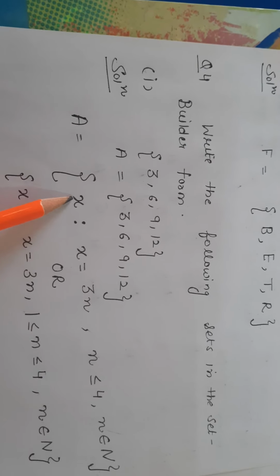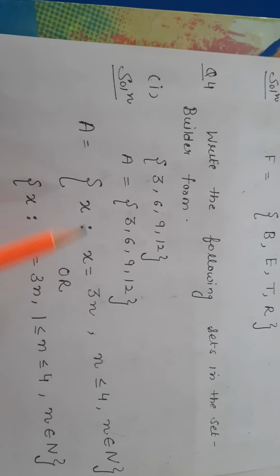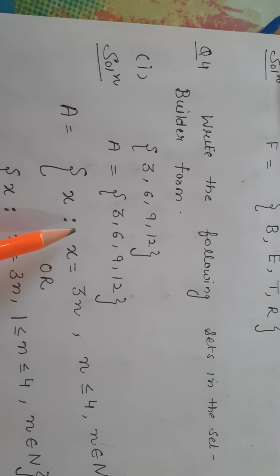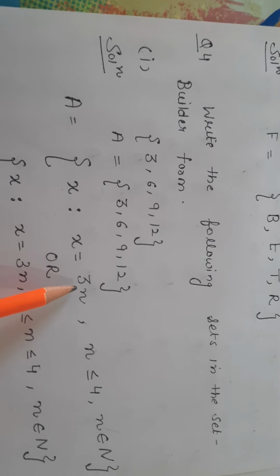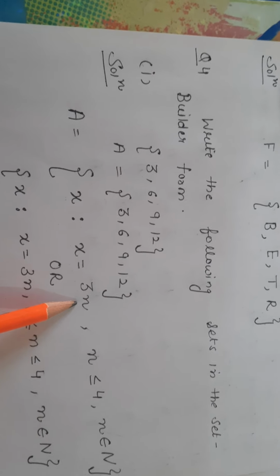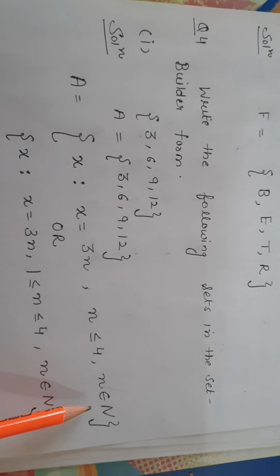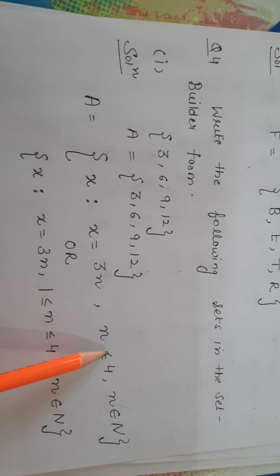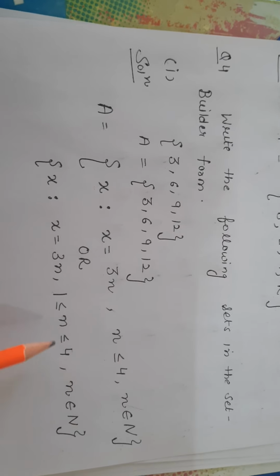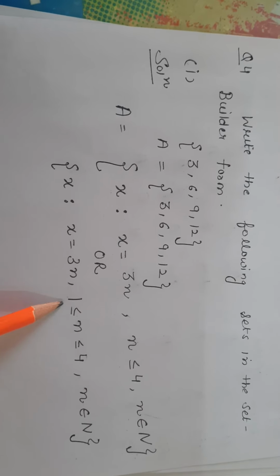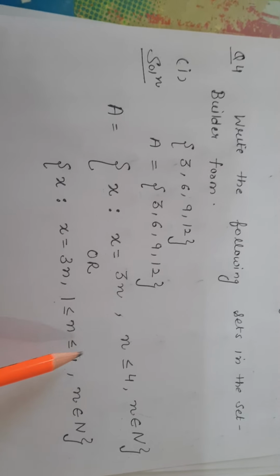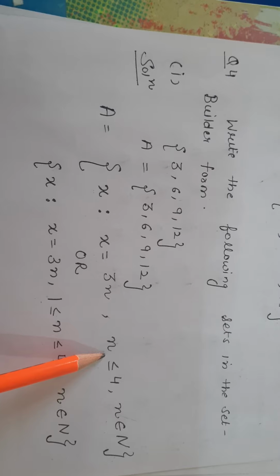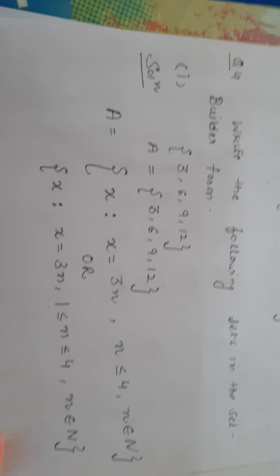You can also write here y, t, z, any variable. And then you have to write the property of that variable only. I have written here x such that x is equal to 3n, or this is a multiple of 3, comma, n belongs to natural. That means n is a natural number and n is less than or equal to 4. You can also write n is greater than or equal to 1, less than or equal to 4, because the natural numbers start from 1 only, right? So, in this case, you can either write like this or you can also write like this.